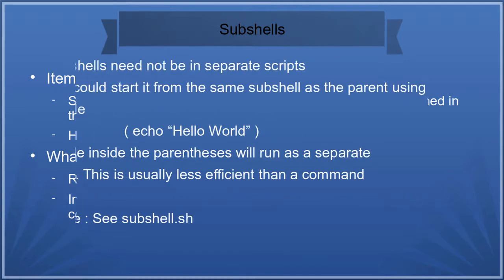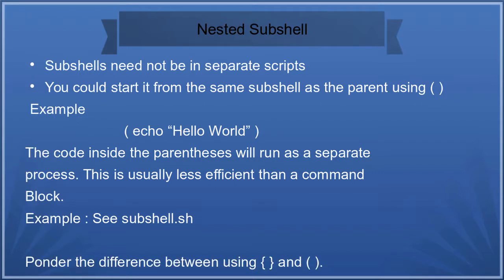One of the things we need to understand about subshells is that you need not write a separate script for a subshell. If you want to create a subshell within a parent shell, you essentially have to put parentheses, the curved braces. Here is an example. When I say echo hello world, this hello world program actually runs within a shell from the parentheses. So, the code inside the parentheses will run as a separate process. This is usually less efficient than a command block.